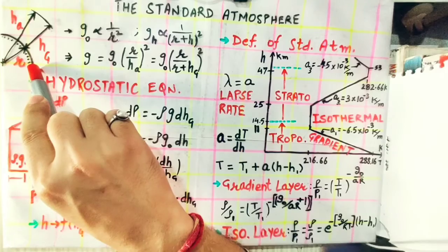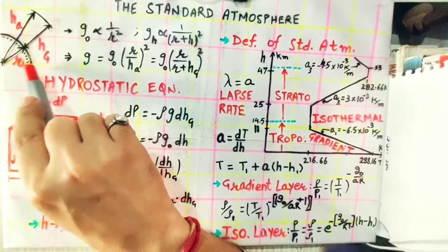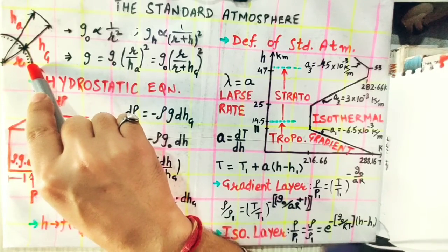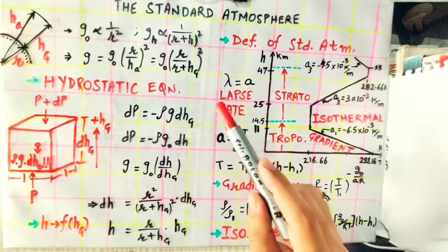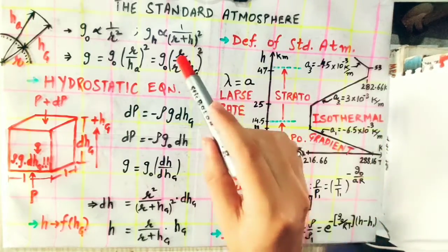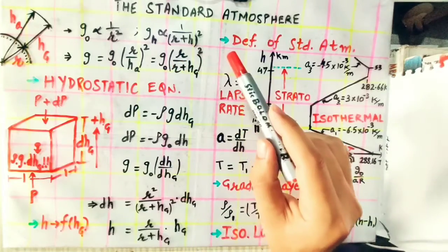h and hg, that is geopotential and geometric height, are the same only at the surface of the earth, which is 0. Everywhere else they will differ by a small fraction or a very small percentage. Up to 11 kilometers, you will see that the values differ by only 1%.